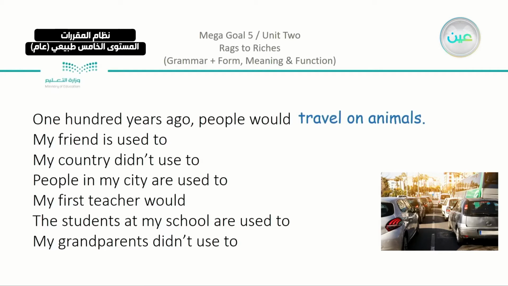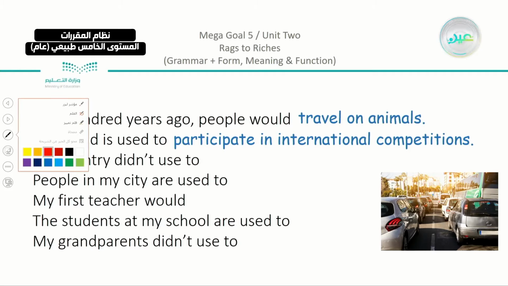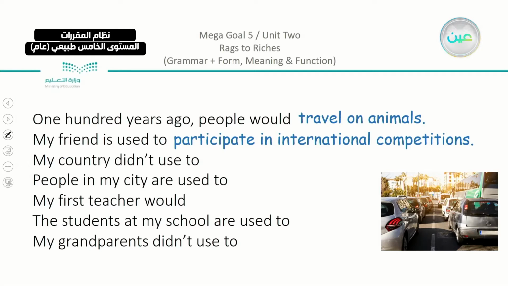My friend is used to, or used to, participate in international competitions. And actually, this is a good point. Why? Because we have here is used to, which gives you the meaning of something habitual. So we're going to change it a little bit: we turn participate into a noun and write, my friend is used to participating in international competitions.